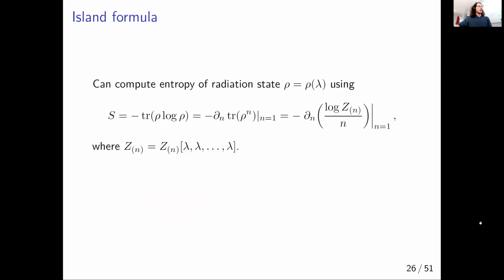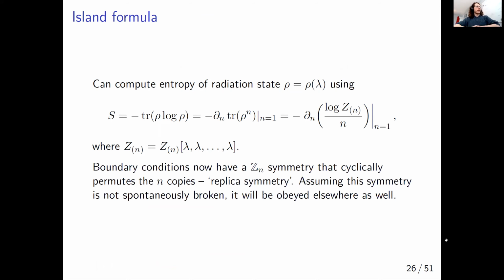Okay, so I want to give some indication of how this leads to the island formula. So one can compute the von Neumann entropy of rho with a replica trick, which means we can first compute the trace of rho to the n for integer n, and then we can analytically continue in n and use this formula.